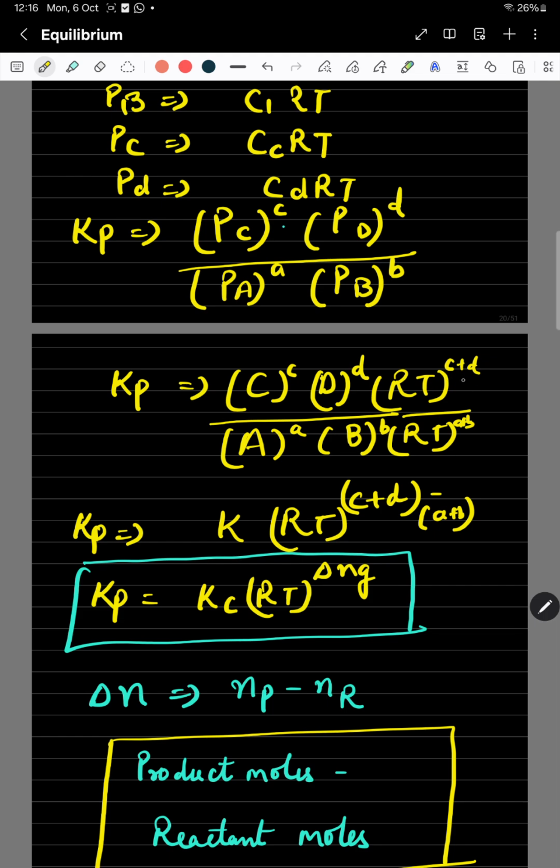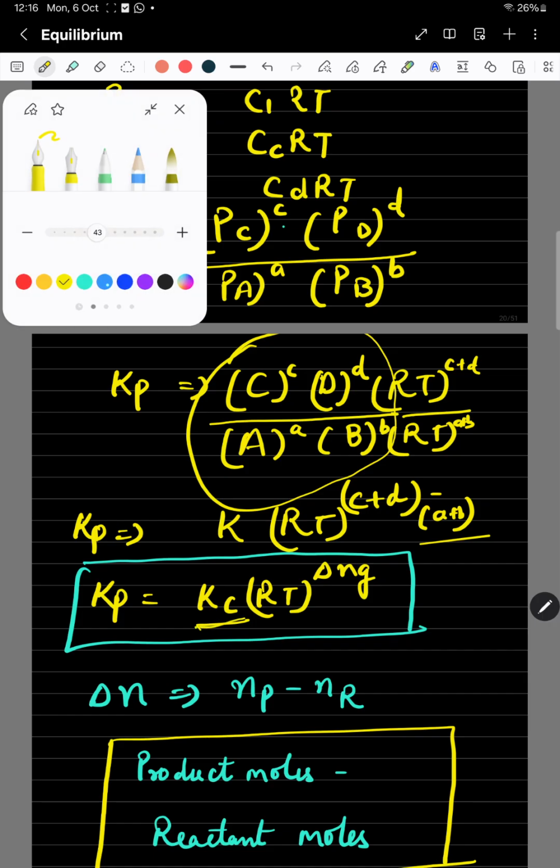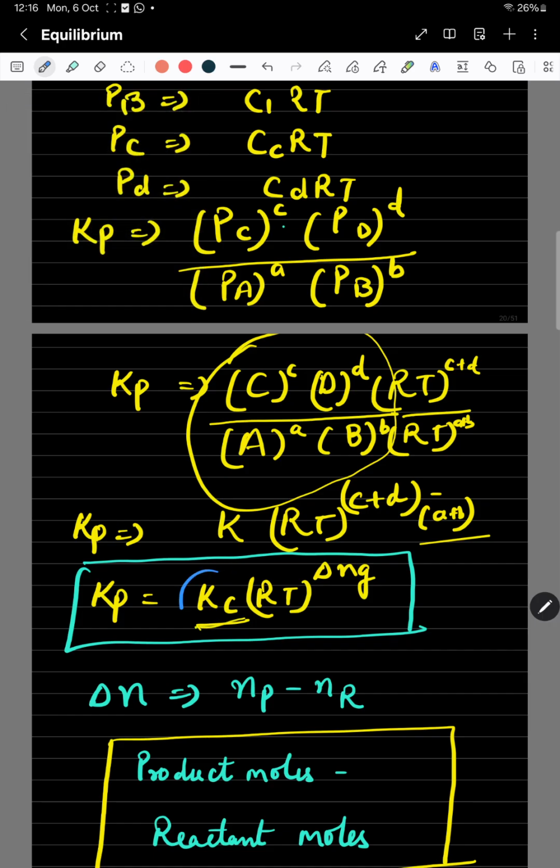RT C plus D, RT upon A plus B. Now RT C plus D minus A plus B. Now here Kp equals to what? This would become your Kc. So here these concentrations you can express in this way. Kp equals to Kc RT power delta Ng.